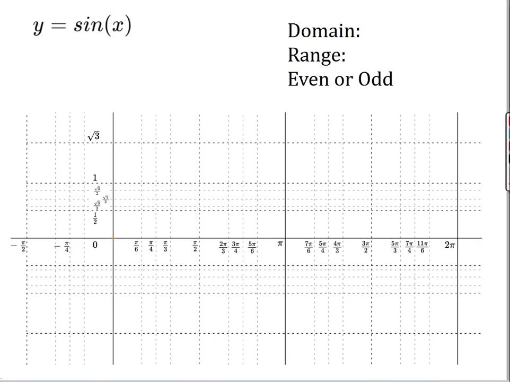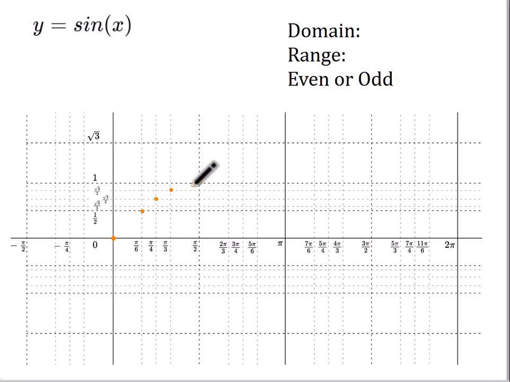Our y value is 0. Along our x-axis here is all of our angle measures, and we're going vertically up and vertically down. So we're starting at 0, and then at pi over 6, my y value is 1/2. At pi over 4, my y value is square root 2 over 2. At pi over 3, square root 3 over 2. And at pi over 2, I'm at 1.